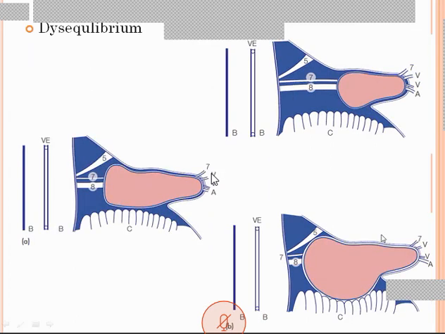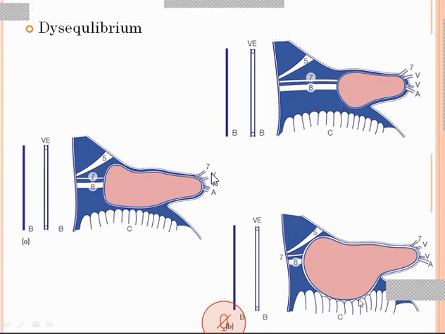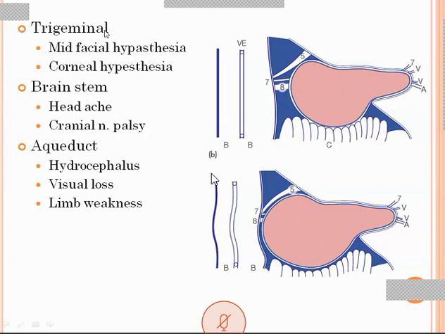And further, if it enlarges furthermore and compresses the cerebellum in this way, this results in disequilibrium. If it enlarges further, now it goes near the trigeminal nerve, the fifth nerve. This results in midfacial hypoesthesia and corneal hypoesthesia.